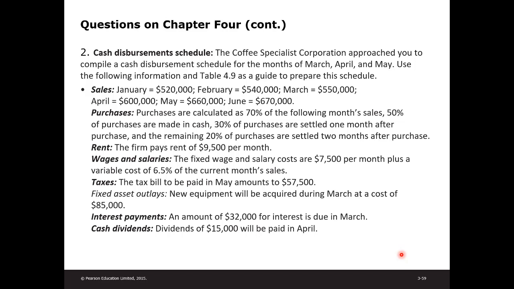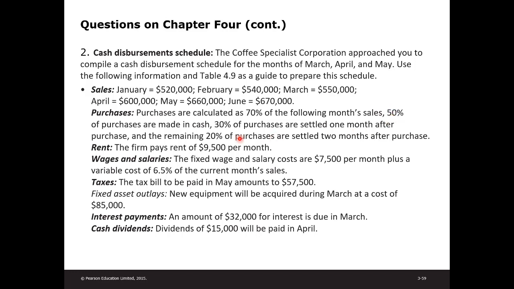Sales for January will be 520,000, February 540, March 550, April 600, May 660, and June 670. Okay. The purchases are calculated as 70% of the following month's sales. Let's concentrate on this. Here, he's telling us that the purchases for each month will be calculated as 70% of the following month's sales. Which means that the purchases of January will be 70% of February sales, and February purchases will be 70% of March sales, and so on.